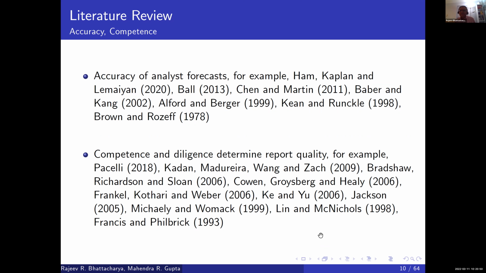Accuracy of analyst forecasts, that is a very, very interesting literature, not quite directly relevant to us, because a lot of their accuracy results talk about whether, for instance, analyst forecasts are more accurate than management guidance, for instance, if the uncertainties are more macro level. So those are great literature. Our objective is to say we want our definitions of accuracy, etc., to be consistent, to be firmly anchored in the literature. And then the competence and diligence determine report quality. Once again, we take the definitions directly from the literature.